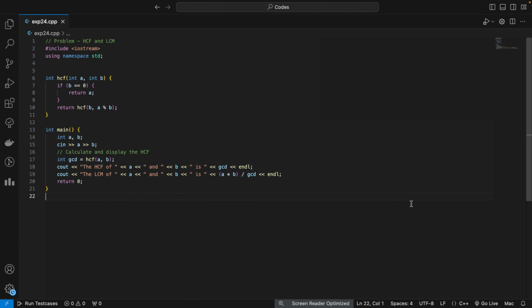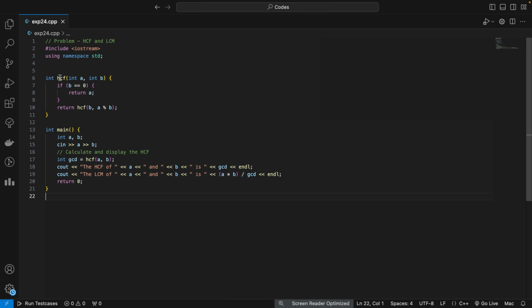Okay, now let's code the HCF and LCM problem. Here I'm not going to show you the brute force approach, because it is more tedious, because we need to find the factors of both the numbers, and then we need to apply a loop to check which number is the biggest. That is more tedious work. Now here we are going to see the recursive approach.